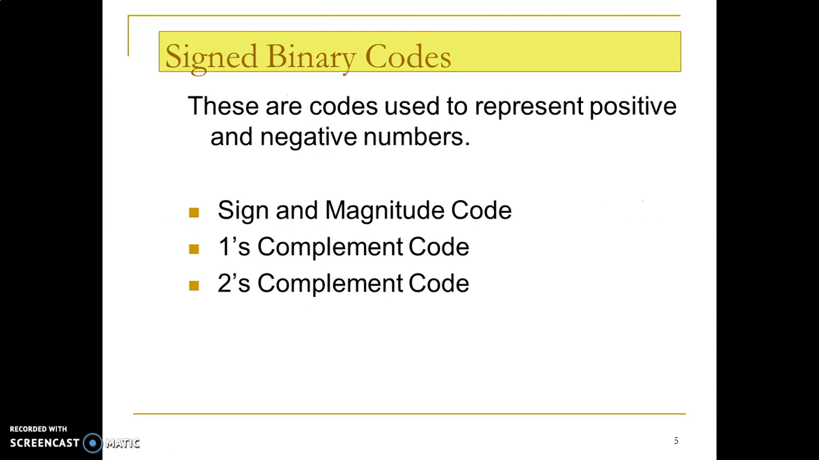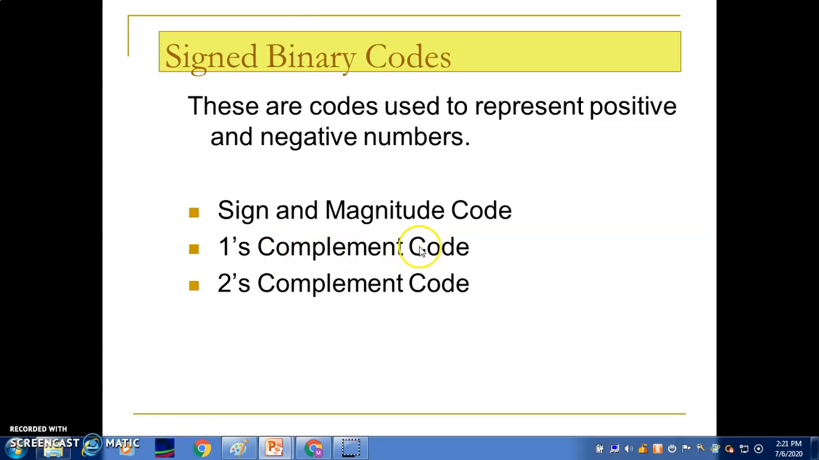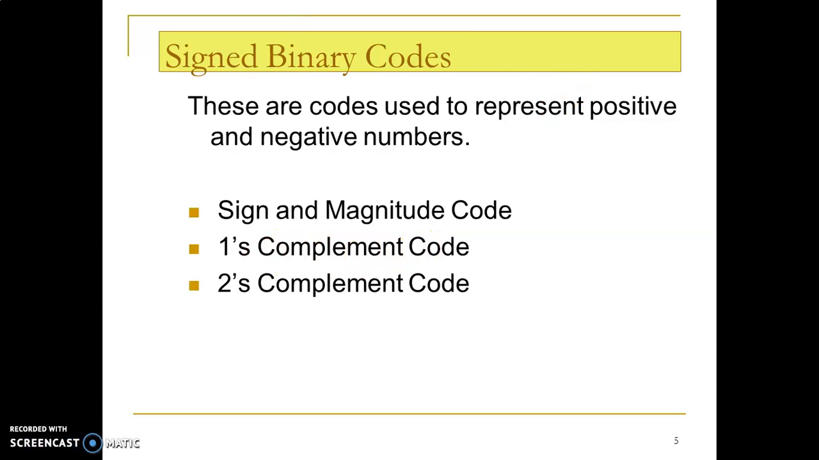Signed binary numbers. Signed numbers contain a sign bit. So there are 3 different representations for signed binary numbers. First one is sign and magnitude form. Next is 1's complement form, and next is 2's complement form.